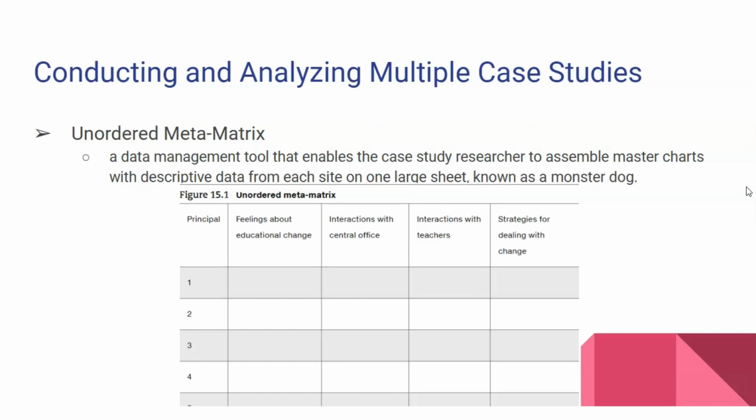So when we conduct and analyze multiple case studies, one of the most common types that we use is an unordered meta-matrix. It is a data management tool that enables the case study researcher to assemble a master chart with descriptive data from each site onto one large sheet known as a monster dog. So this below is an example of what a monster dog would look like, where we are able to organize the principles that we are studying, followed by how they interact within the case study.